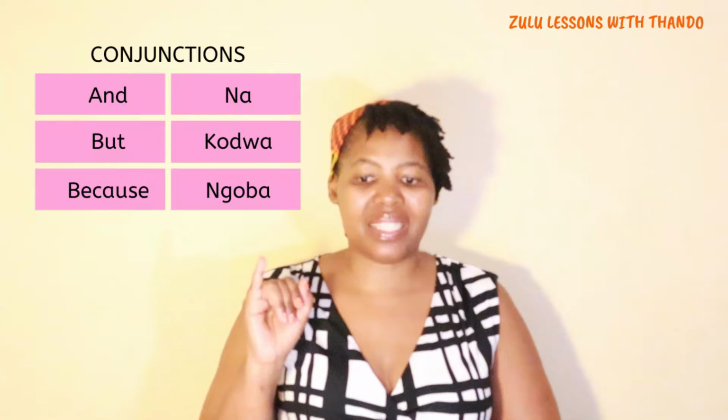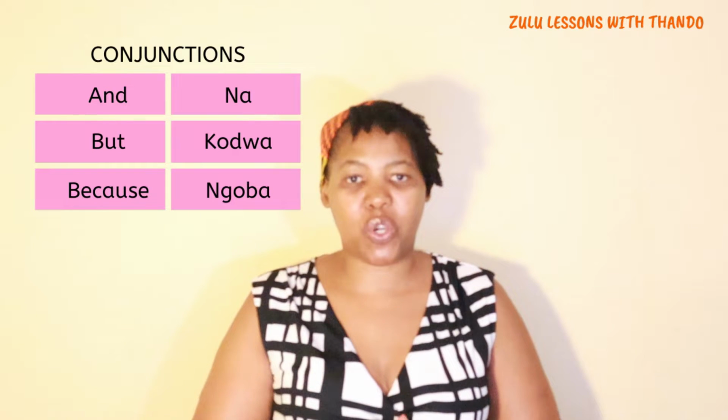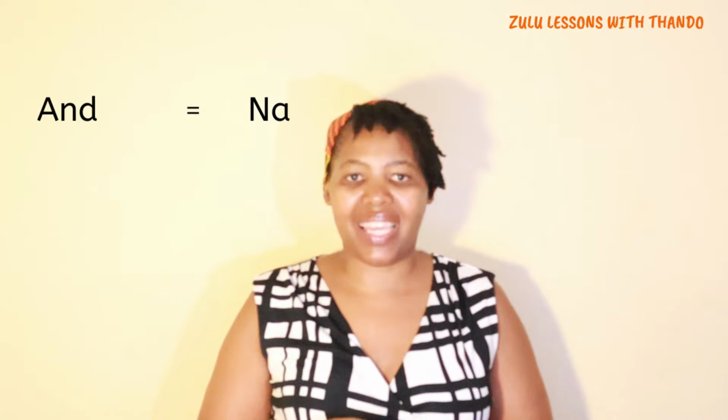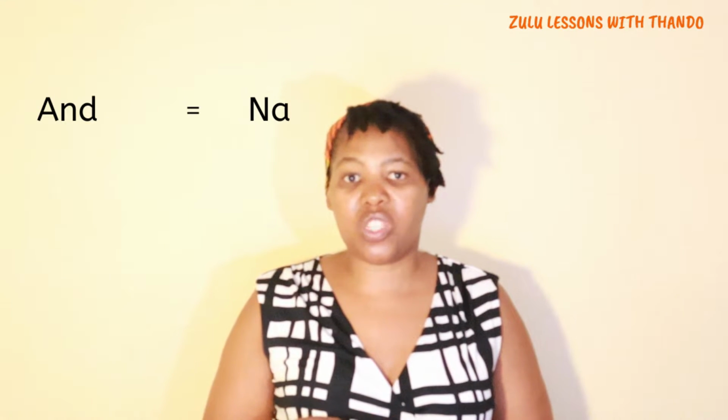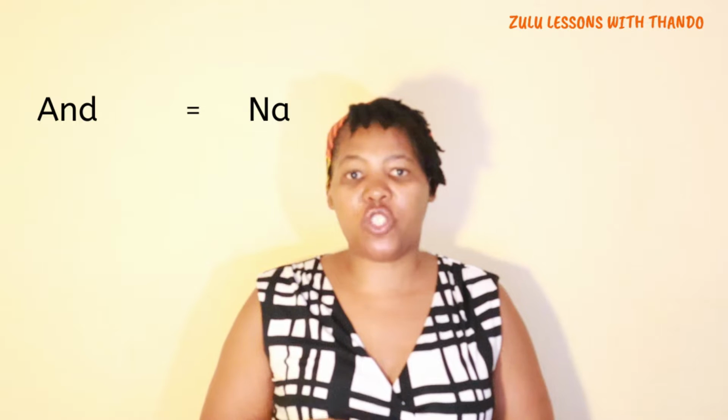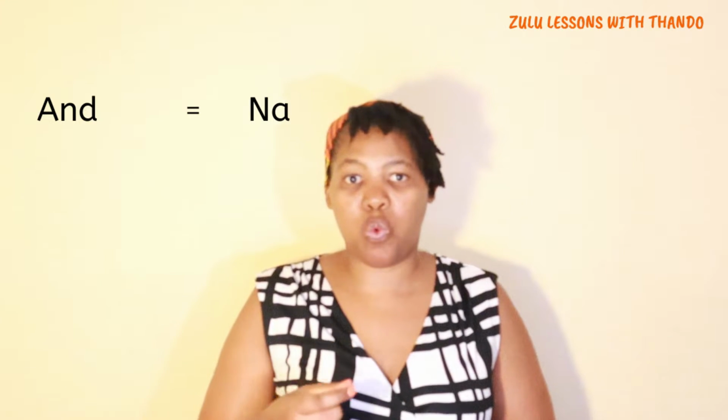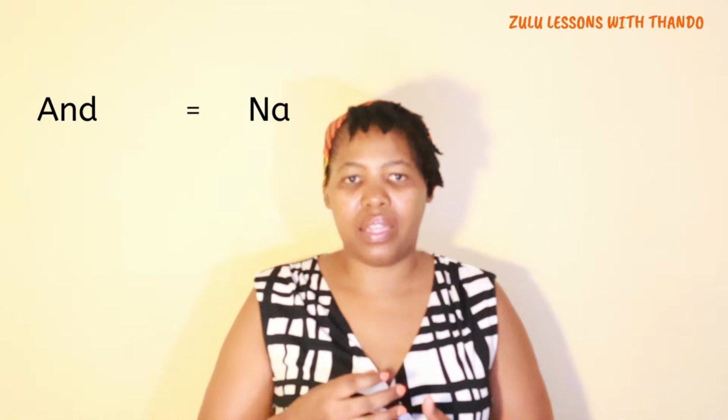Let's learn conjunctions in isiZulu. A conjunction is a type of speech that is used to join or put together phrases or words or clauses or sentences. We will only cover 3 conjunctions in this lesson: and, but, and because. And in isiZulu is na, N-A, na. When we join 2 words using the word and, we would use na in isiZulu at the beginning of the second word or item that we are listing.